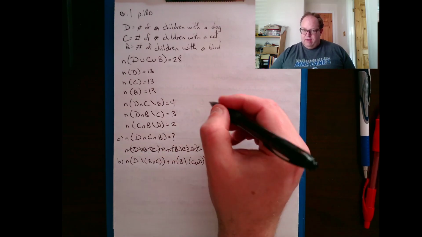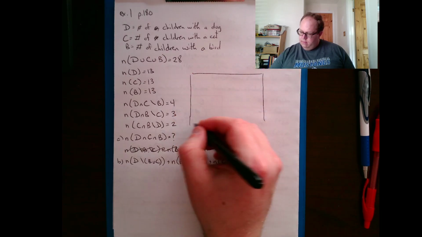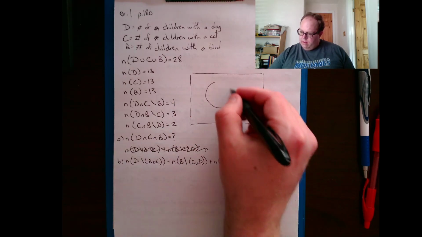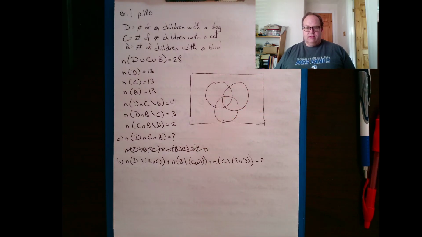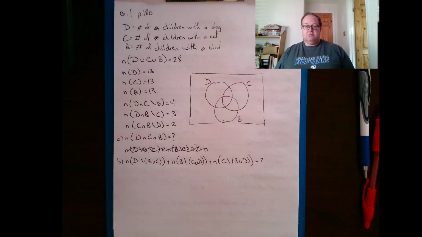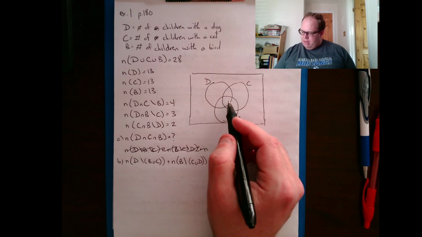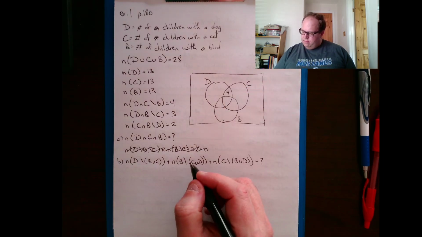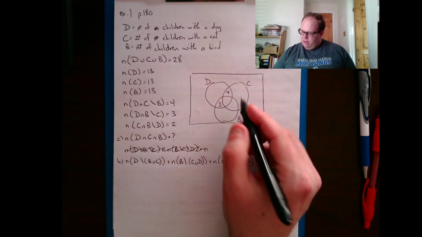Now I would argue in this case the Venn diagram with the numbers filled in is probably our easiest way to go. Here's my Venn diagram. Here's my overlapping sets with sets D, C, and B. Alright, so when I get to specific things that I'm interested in, I know that the number of things that are in set D and C but not with B is 4. D and B but not with C is 3. And C and B but not with D is 2.